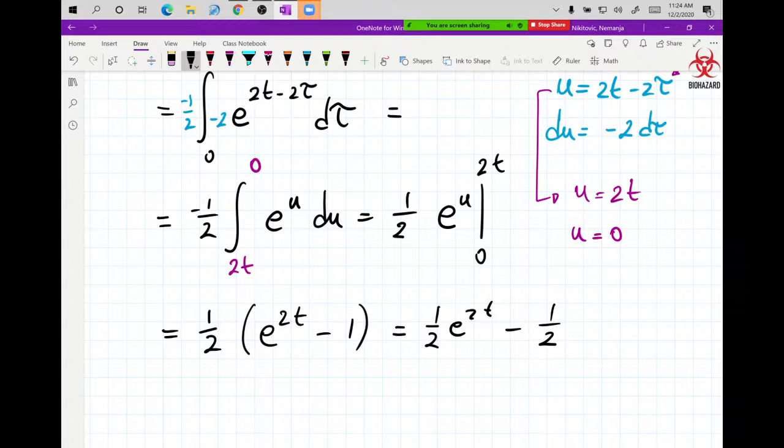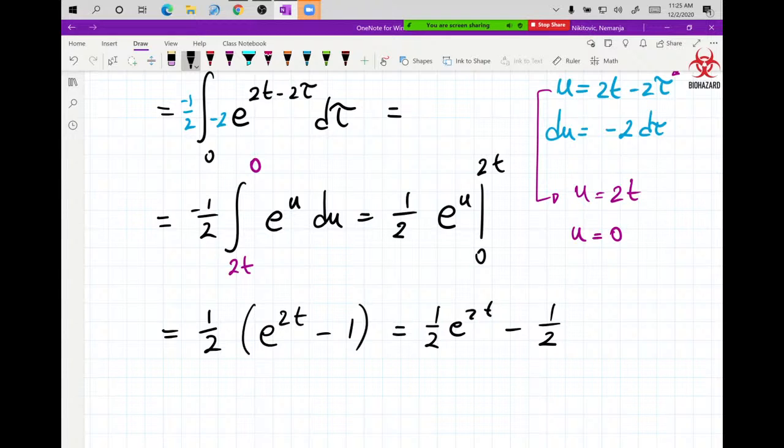Because again, e to the 0 is 1, and then 1 times 1/2 in front. So convolution is this integral that gives us multiplication of two functions in a frequency domain. So frequency domain is the one with s, right? One that you get from the Laplace transform. So two functions multiplied in a frequency domain give us this integral of functions in a time domain.